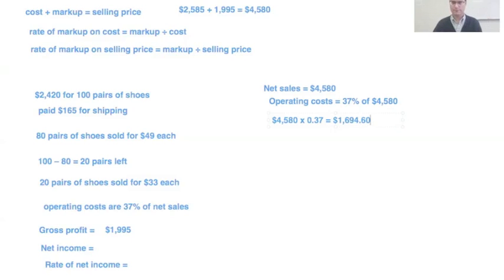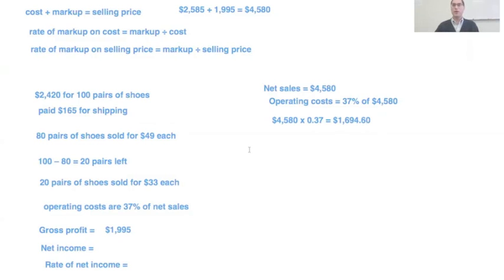$1,694.60. So those are the operating costs. During the time that the store owner sold these shoes, the rent, the wages to employees, all that stuff associated with the sale of these shoes is going to be $1,694.60.